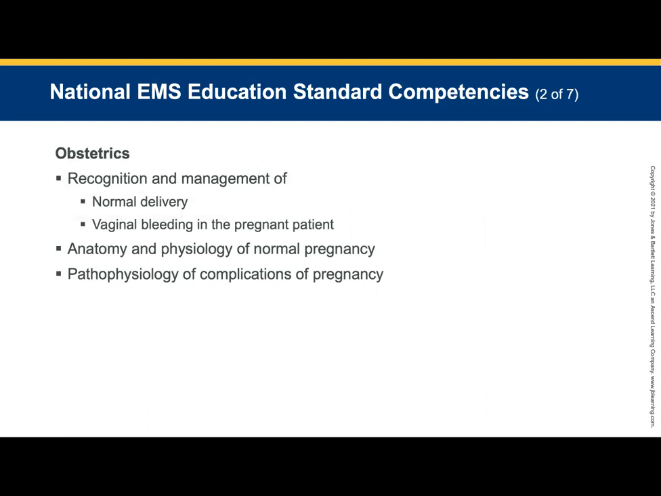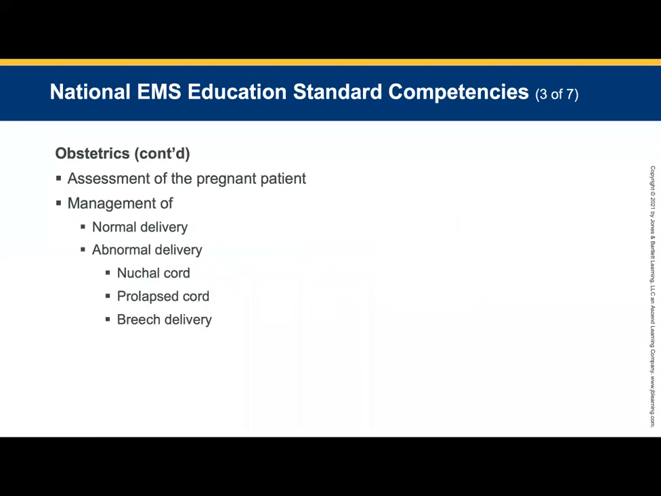What I want you to be on the lookout for is, what is a normal delivery? Vaginal bleeding if the patient is pregnant, anatomy and physiology of a normal pregnancy, and the patho and the complications of potential pregnancies. We'll talk about abnormal delivery. We'll have a nuchal cord, a prolapsed cord, a breech delivery.